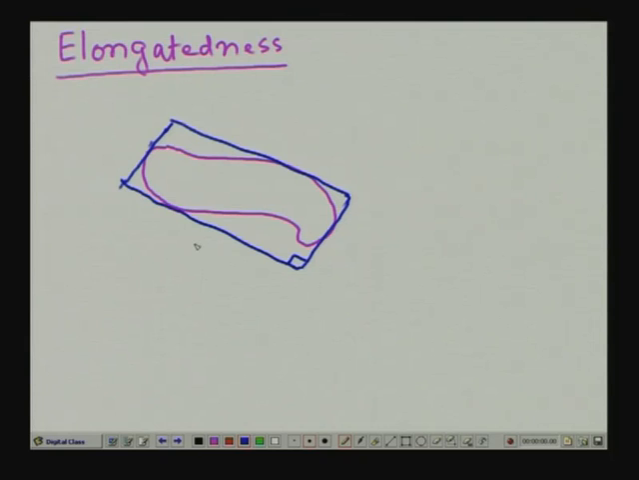Now, once I have such a minimum bounding rectangle, suppose A is the length of the larger side of this bounding rectangle and B is the length of the smaller side of this bounding rectangle. And the elongatedness in such case is defined as the ratio of A to B. That is, the length of the larger side of the minimum bounding rectangle to the length of the smaller side of the minimum bounding rectangle. This is what is called the elongatedness of this particular shape.